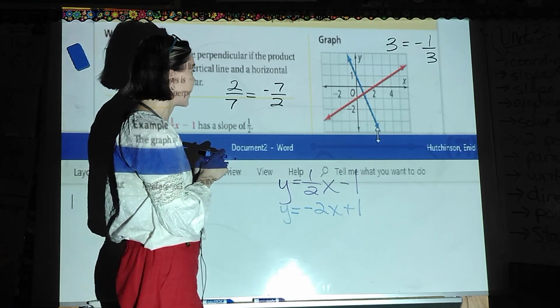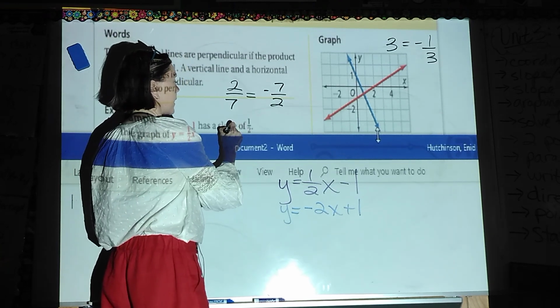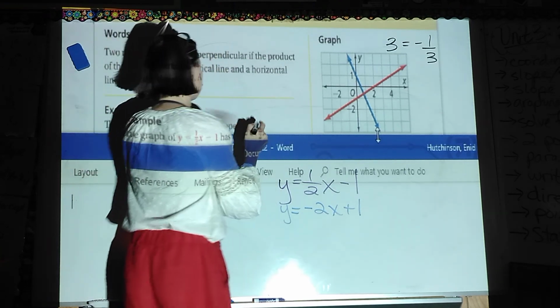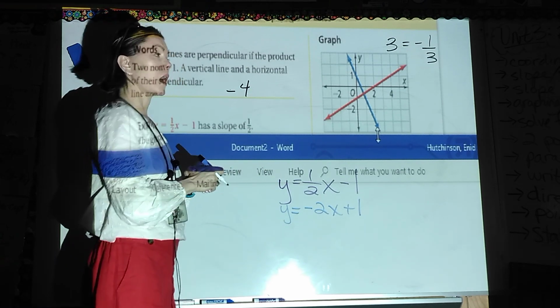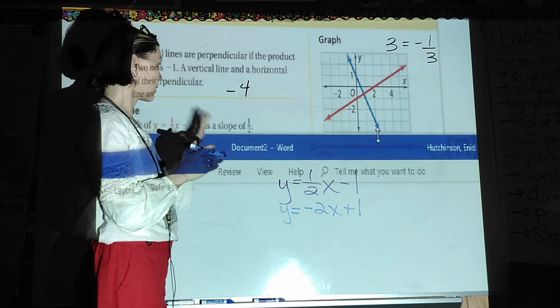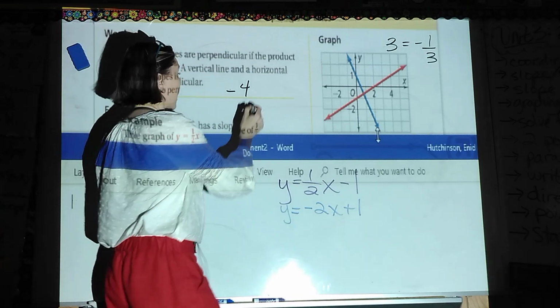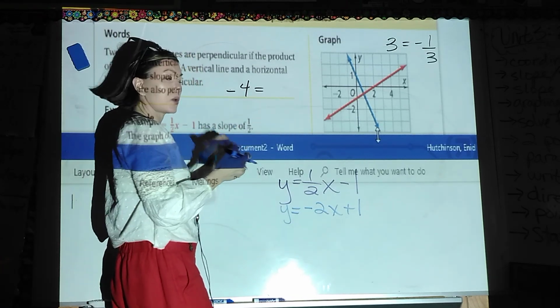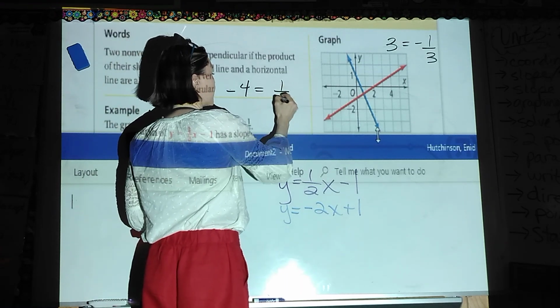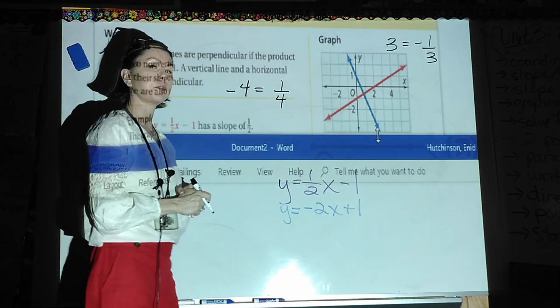One more time. What if I gave you, what is the opposite reciprocal of a -4? Okay? Well, you try that, and we'll go over it together. Well, the opposite would be positive, right? And then the reciprocal, you would have to flip it. So the opposite reciprocal would be a positive 1/4.